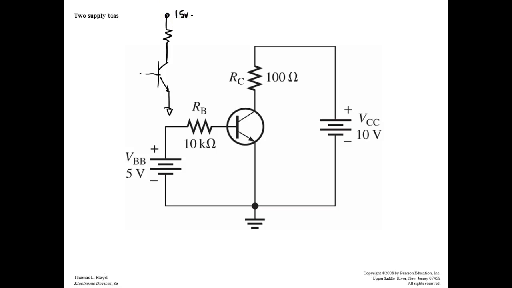Now I've got to get a positive voltage to the base. So how can I get a positive voltage to the base without using another power supply? I can take a wire right here, bring it down, and then put a base resistor right here. And this is called base bias.